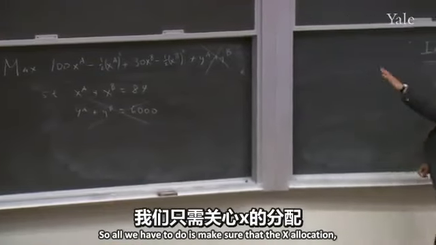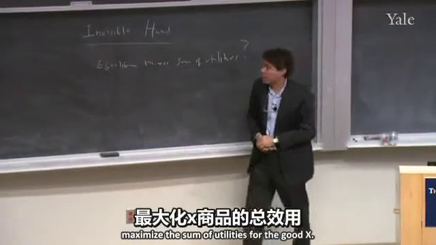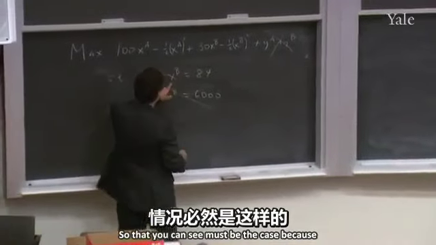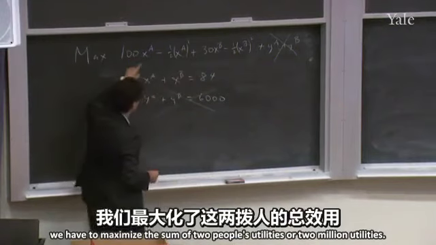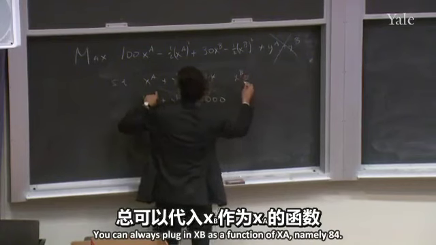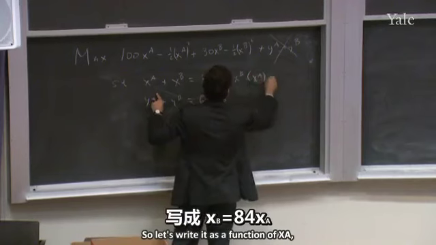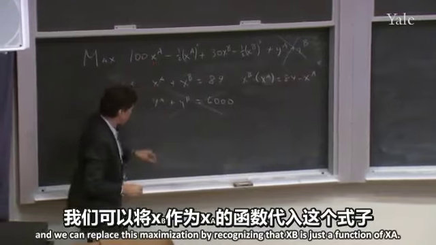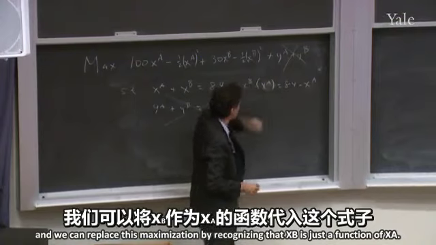So all we have to do is make sure that the X allocation maximizes the sum of utilities for the good X. So that, you can see, must be the case because we have to maximize the sum of two people's utilities, or 2 million utilities. You can always plug in XB as a function of XA, namely 84 minus XA. So let's write it as a function of XA. Okay, and we can replace this maximization by recognizing that XB is just a function of XA.